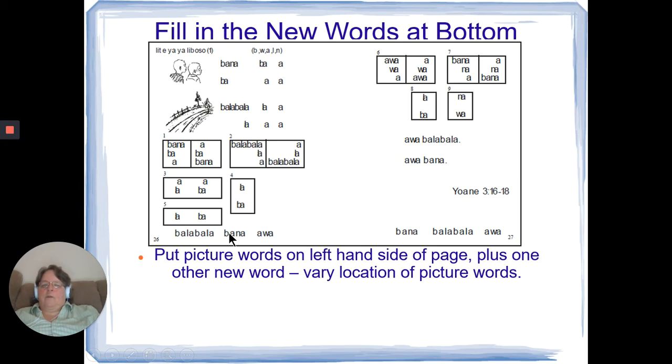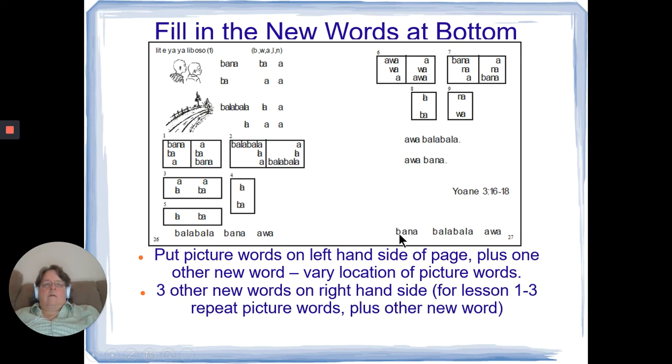You're not always going to put them in slots 1 and 2, going 1, 2. Here, you can see bala bala is the first word on the bottom of the page, even though it's the second picture word. But sometimes you might want to put like bana, awa, bala bala, that kind of thing, mix it up. And then you put one of the other new words on this page.